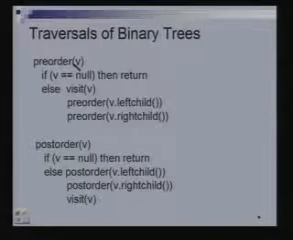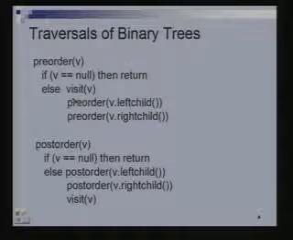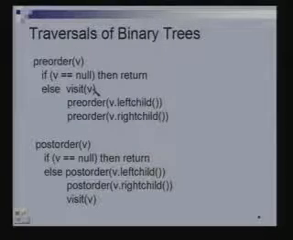So V is a node. If V is null, then there is nothing to be done. If V is not null, then in a pre-order traversal, we first visit V. Now, visit is some generic computation. We do not know what it really is; it depends upon what your particular application is. So we first say visit, then do a pre-order traversal on the left child, and then do a pre-order traversal on the right child. Note that this is a recursive procedure.